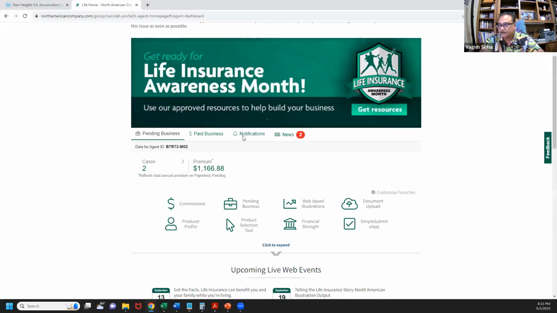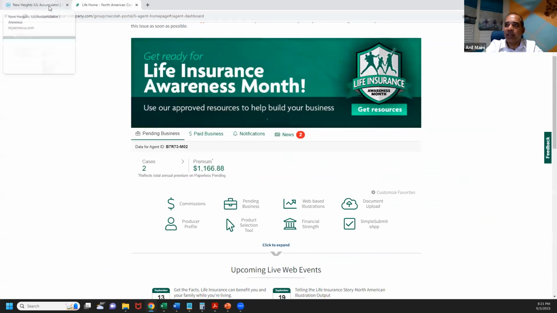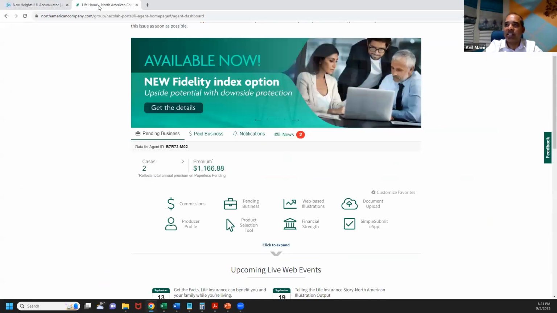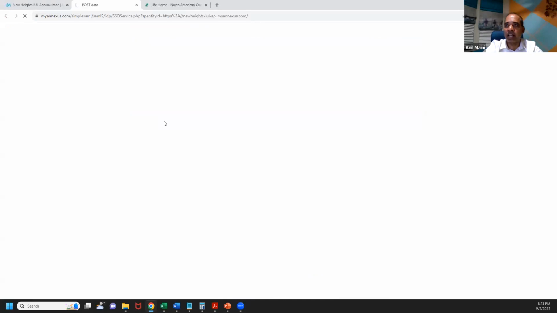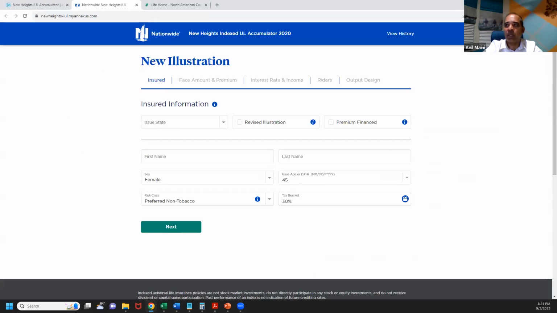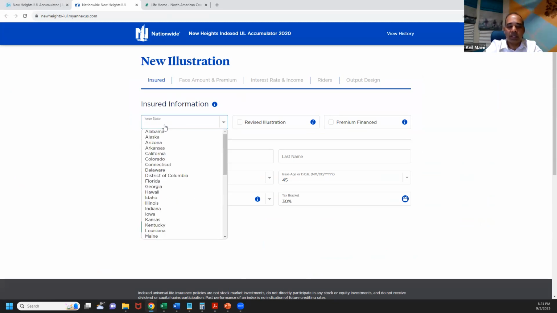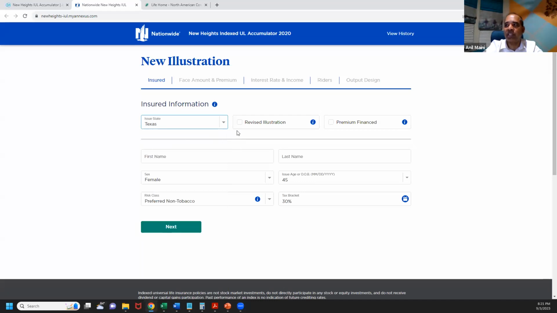All right, so now let's play with one illustration and then we can see. I have opened both the websites side by side. I will click on New Heights IUL accumulator from Nationwide first. So I click here on this link. It'll ask me for the new illustration and give me the prompt. It's very easy actually, running an illustration with Nationwide and with North American.